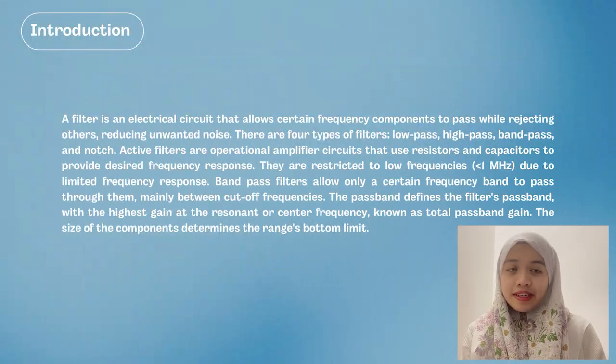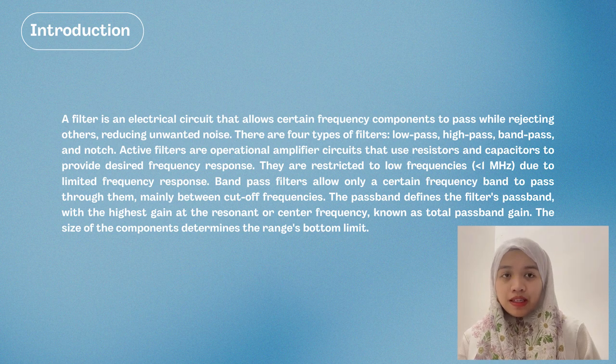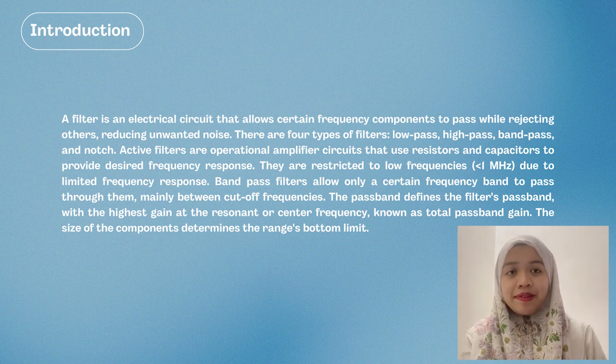the report. For the introduction, filters are electrical circuits that allow certain frequency components to pass while rejecting others. They are used to reduce unwanted frequency noise caused by background noise or non-linearity of certain components. Filters can block high pitches, remove high frequencies, sharpen and improve edges. There are four types of filters: low pass filters, high pass filters, band pass filters, and notch. Notch is the band reject or band stop filter. Filters can also be passive or active.